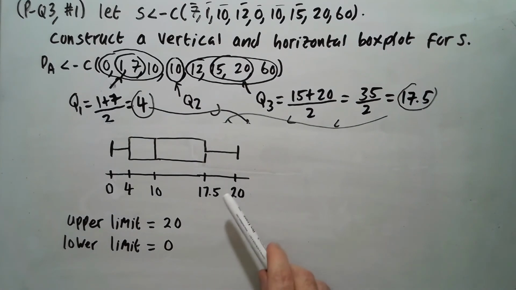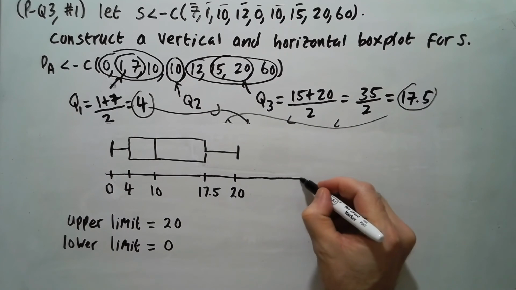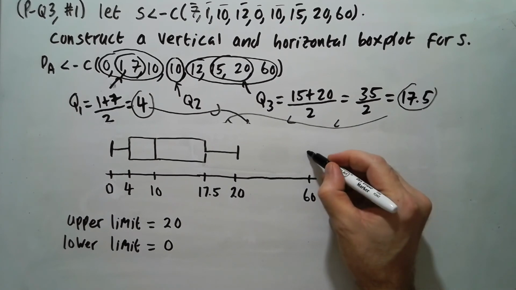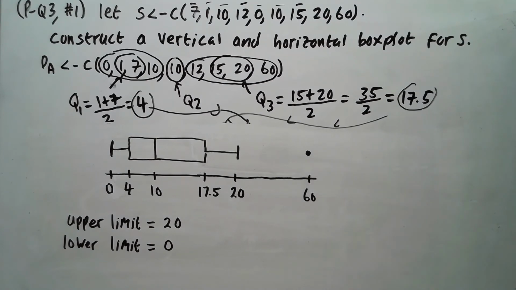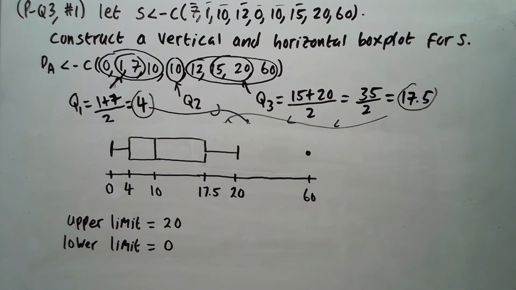And you can see that 60 is not represented on here. So I could add 60 in over here, maybe there somewhere. I put a little dot here. And this is actually an outlier because it's larger than the upper limit. So let me write that. Yeah, so 60 is the outlier.